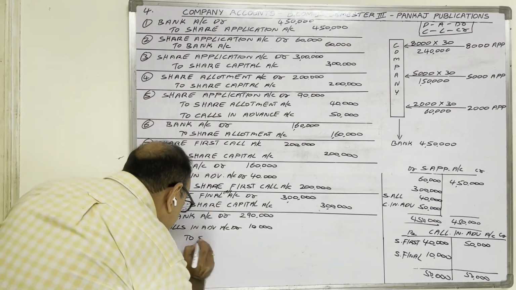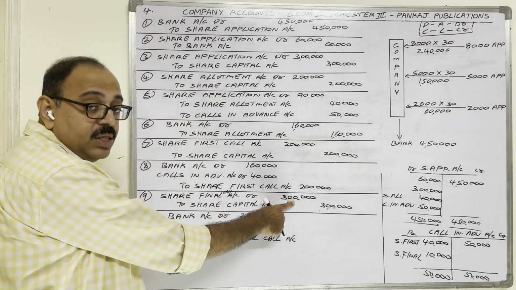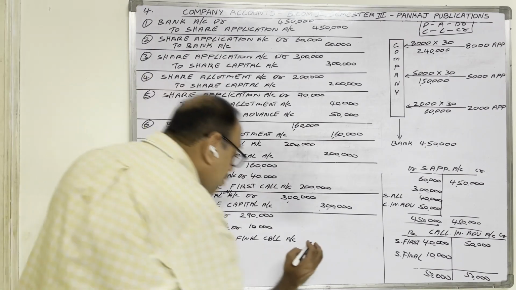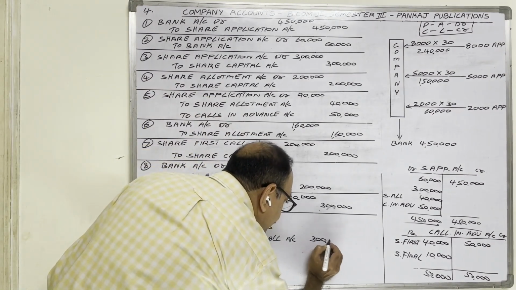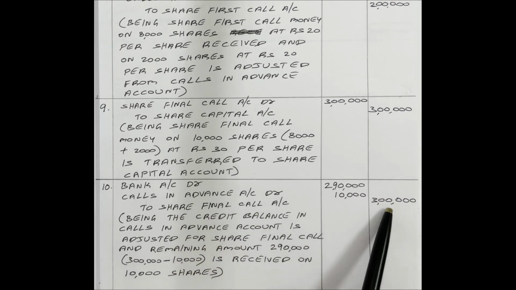So, share final call account. We have created this account by debiting 3 lakh. We should cancel it by crediting 3 lakh. 10th entry: Bank account debit, calls in advance account debit, to share final call account. Narration: final call money 3 lakh should come.